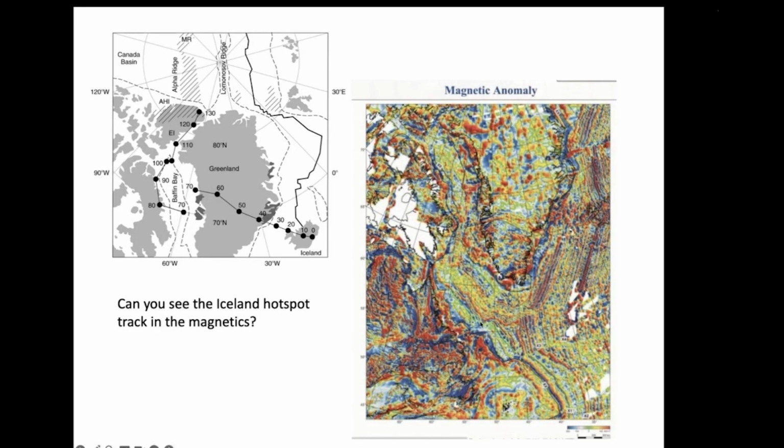So here is a magnetic anomaly map. So there is Iceland, right? So do you see evidence in the magnetics for the Iceland hotspot track? And this is just sort of a brain teaser for you. There is no right answer, but it makes you kind of go, gee, I wish I understood magnetics more. A useful thing.